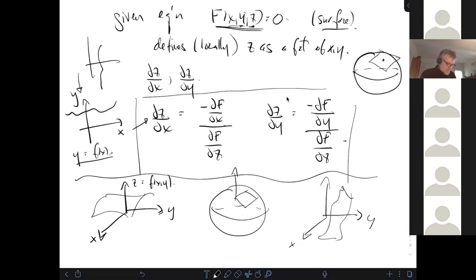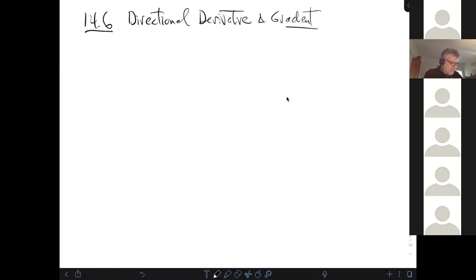All right. So let's move on to 6. That's the end of 14.5. So 14.6, which will be our last section in chapter 14. I'm not doing 14.7. After that, we're going to move on to chapter 15 and integrals. So, a directional derivative and a gradient. Okay, so let's start with the directional derivative.